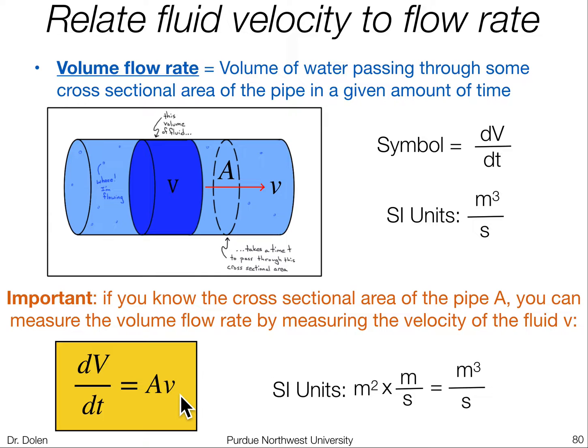Okay, and you can check this on your own with just the units, right? The area of this pipe is measured in meters squared. The velocity of the fluid, v, is measured in meters per second. So multiplying those units together, we get meters cubed per second, which is our unit for volume flow rate. Right? So it turns out the amount of volume passing a given point in a given period of time is related to the cross-sectional area of the pipe and the speed at which the fluid is moving.